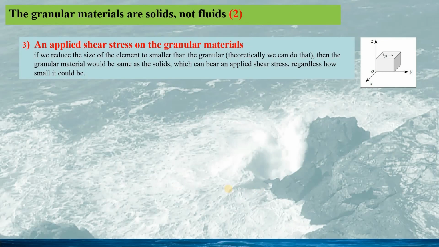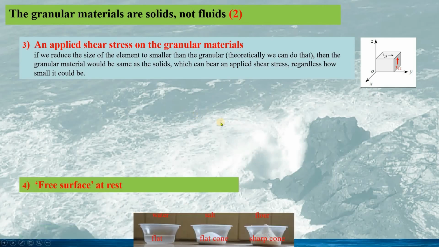Here, if we apply a shear stress on an element in the granular materials, superficially we will expect the flow of the granular materials. However, if we reduce the element to smaller than the grain, then the granular material would perform exactly the same as a solid, as shown here. Therefore, granular materials cannot flow.